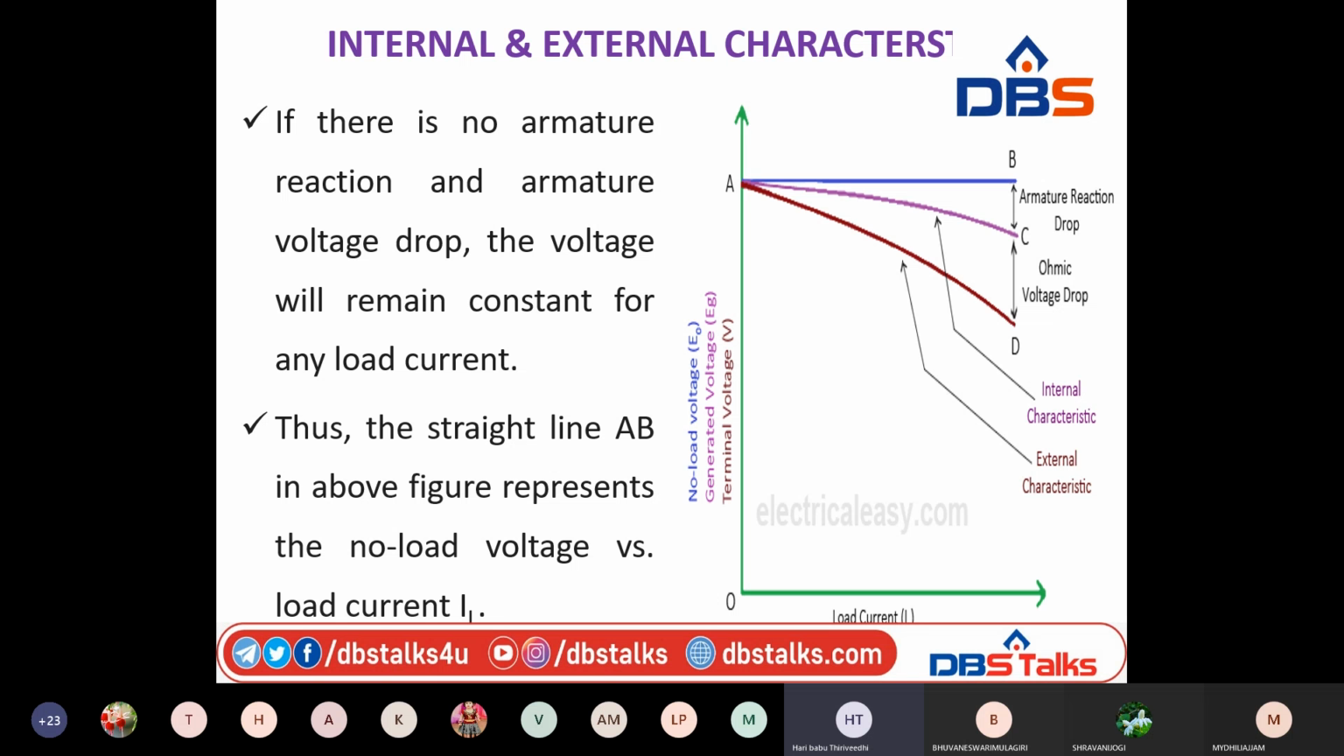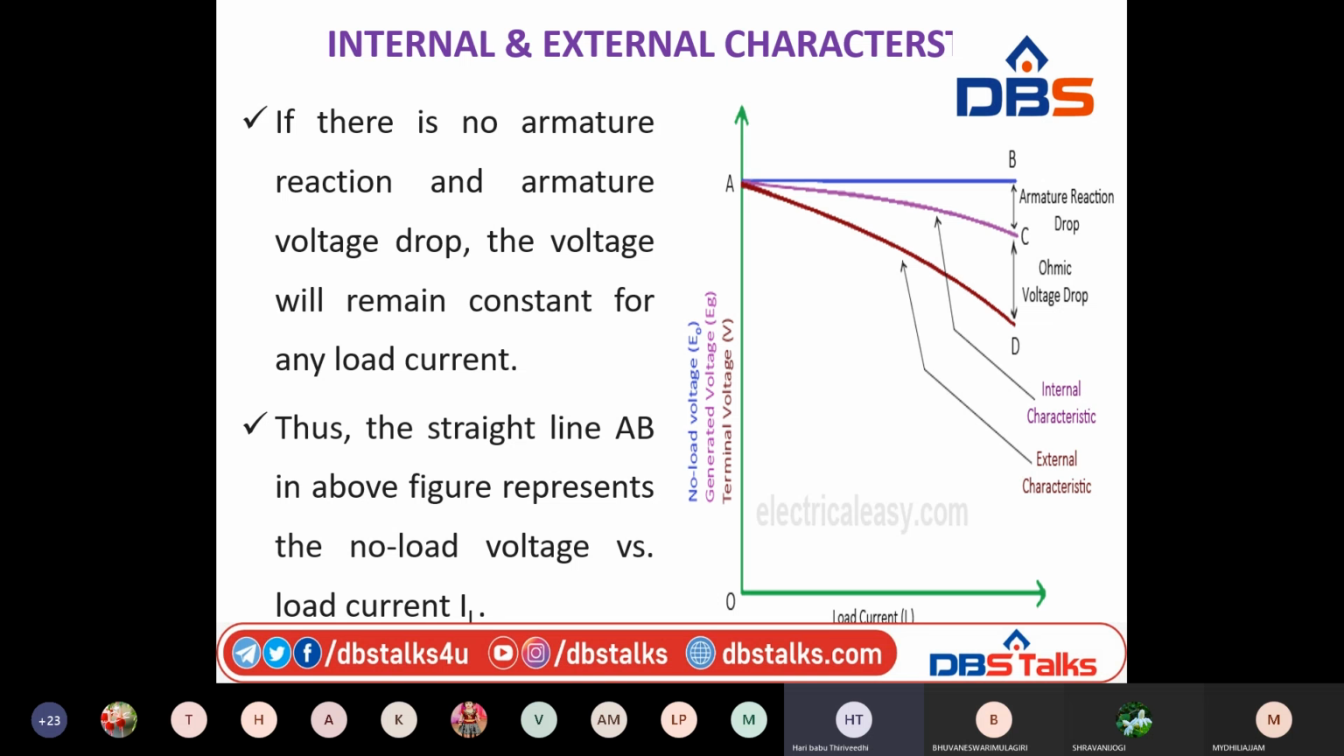So this is AB. AB is the rated voltage, that is 230 volts or 220 volts. Now because of armature reaction drop, it may be down by 10 volts, let us consider. So the curve will be like this. So this is the internal characteristics, right? E naught versus IA is the internal characteristics. C is the internal characteristics.